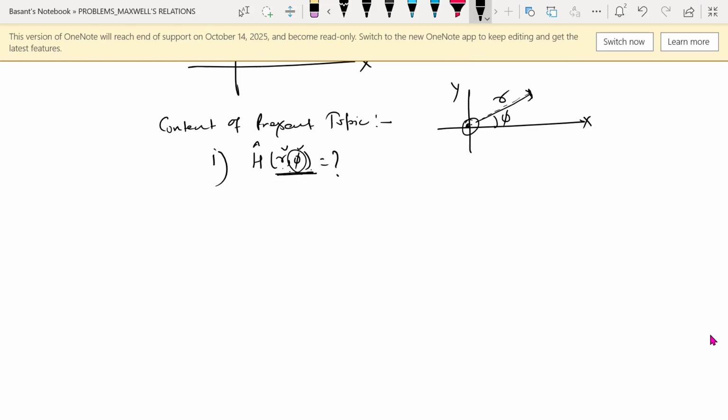This is phi, and the point is r, phi. So the Hamiltonian is represented in plane polar coordinates.